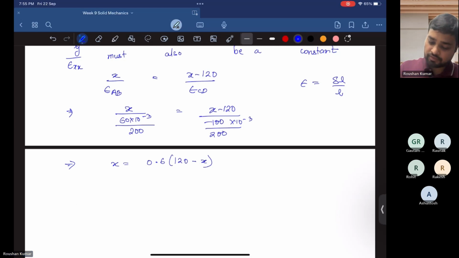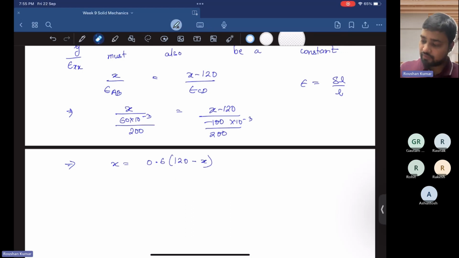So x equal to 0.6 into 120 minus 0.6x. So 0.7x equal to 70. Sorry, I am making one mistake here.